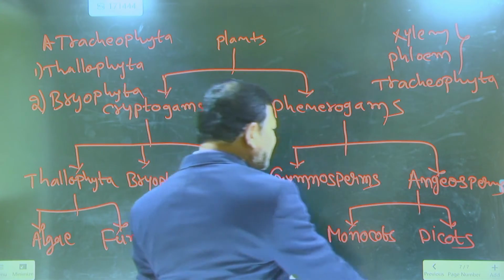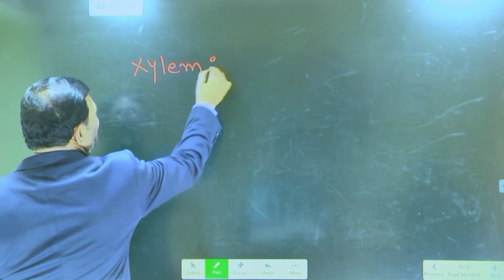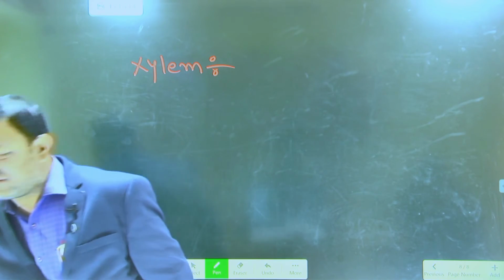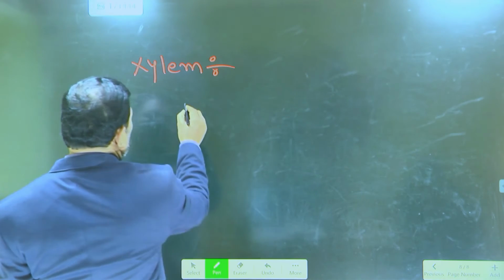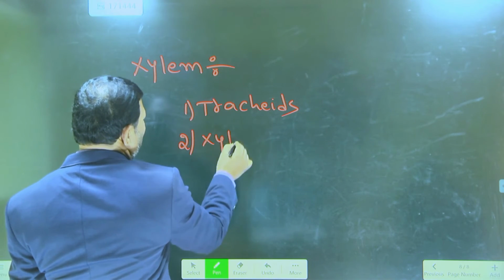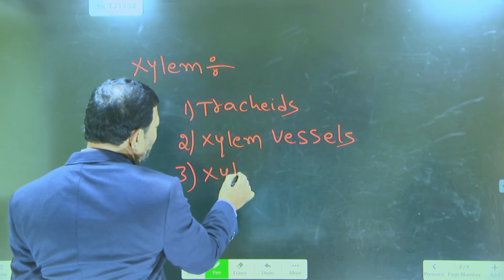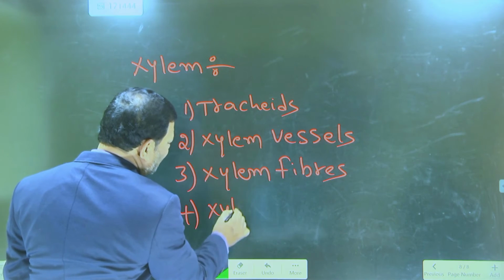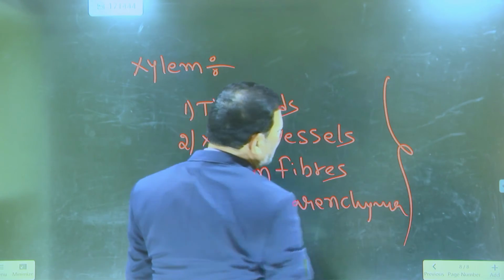Okay. Next, in these vascular tissues, xylem. What is the importance of the xylem? Xylem helps in the conduction of water. In the xylem, especially, xylem consists of, first one, tracheids. Second, xylem vessels. Third, xylem fibers. Fourth one is the xylem parenchyma. So these are the components present in the xylem.